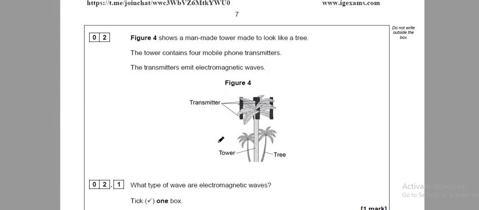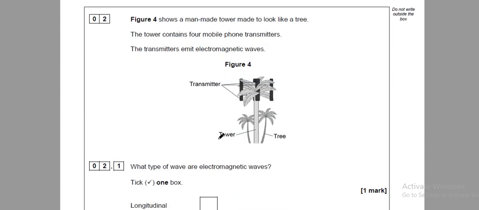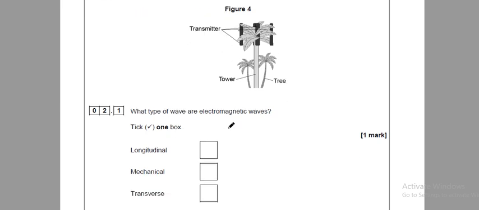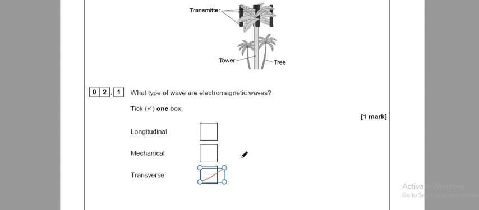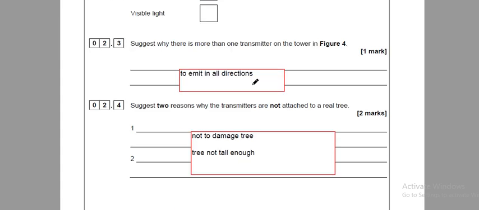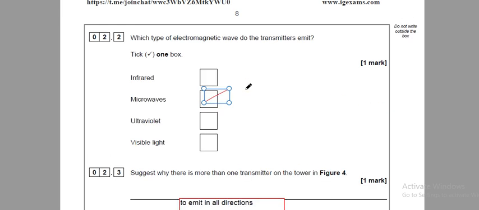The figure shows a man-made tower made to look like a tree. The tower contains 4 mobile phone transmitters. The transmitters emit electromagnetic waves. What type of electromagnetic wave? It is transverse. Which type of electromagnetic wave would be microwave? Suggest why there is more than one transmitter on the tower: to emit in all directions.